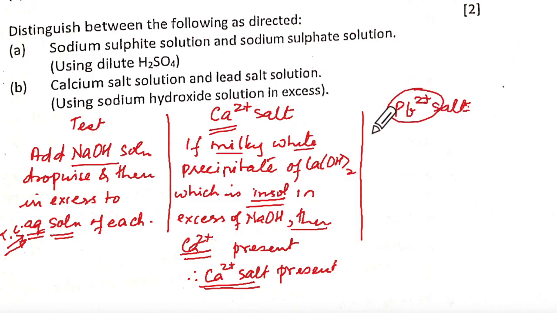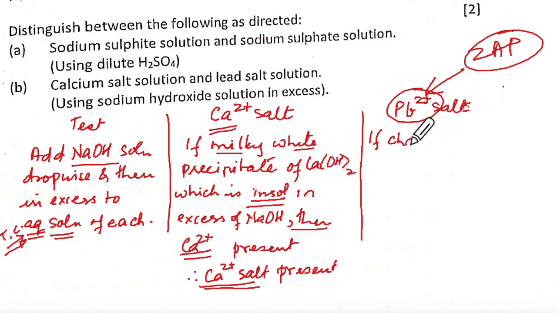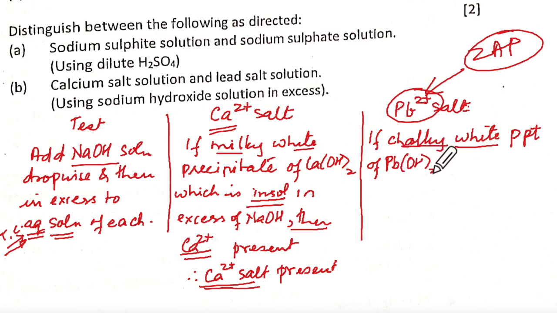And for this, what you'll say, if Pb(OH)2? By the way, chalky white. This is lead plus sodium hydroxide, it is a ZAP reaction, yes? Right over there, ZAP. So that means what? If chalky white precipitate, underline chalky white precipitate, I'm writing PPT just now, of what? Pb(OH)2, which is soluble in excess of NaOH. Underline this.